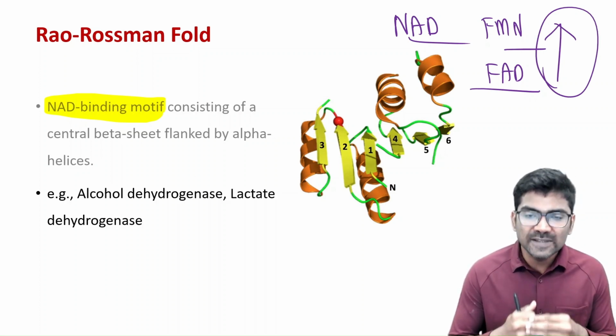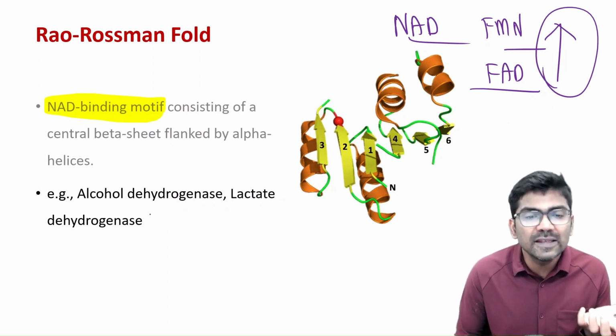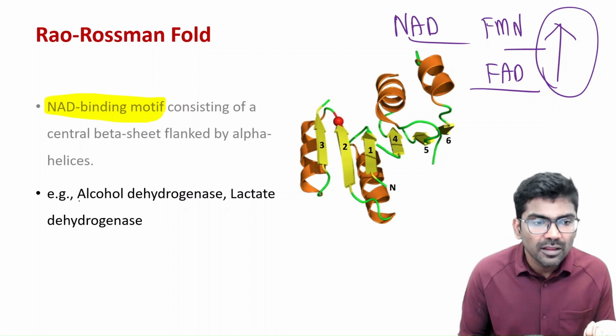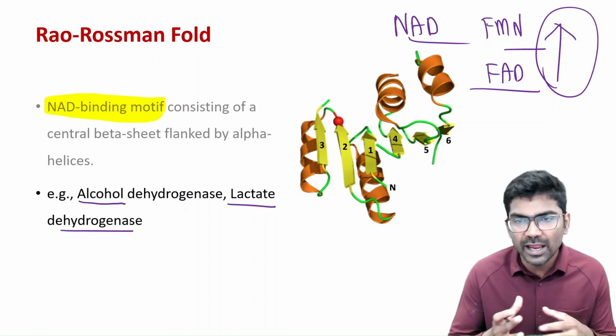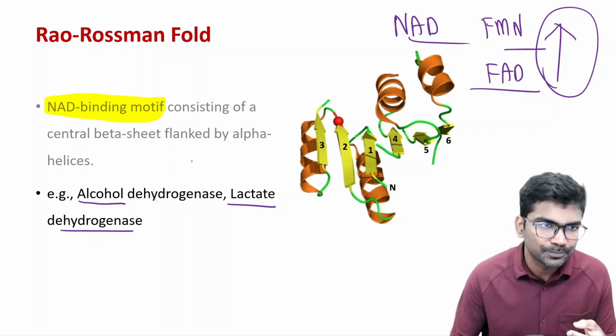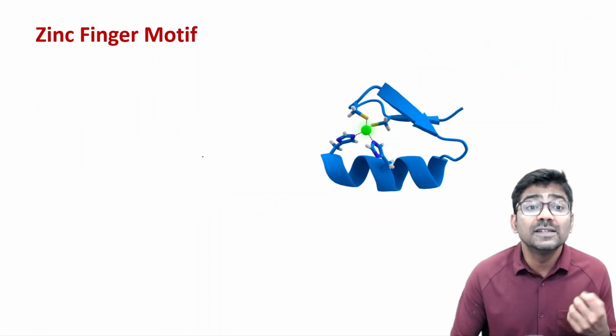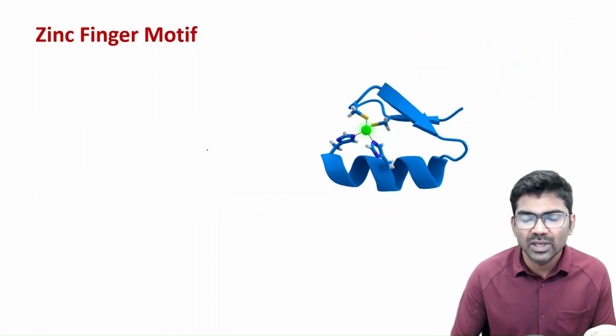Rossmann fold is present in certain dehydrogenases which utilize NAD to accept electron. They are alcohol dehydrogenase and lactate dehydrogenase. There are many other dehydrogenase. Just remember a few. The next motif we are going to study is Zinc-finger motif.